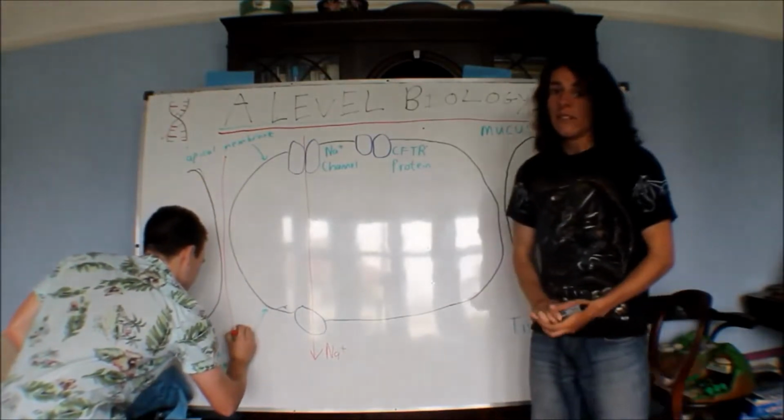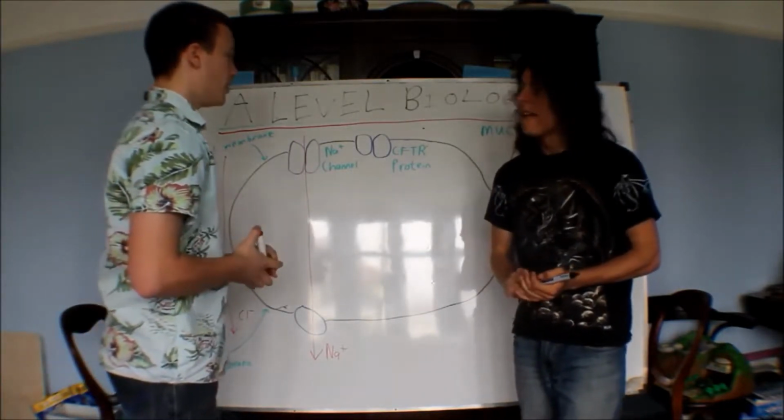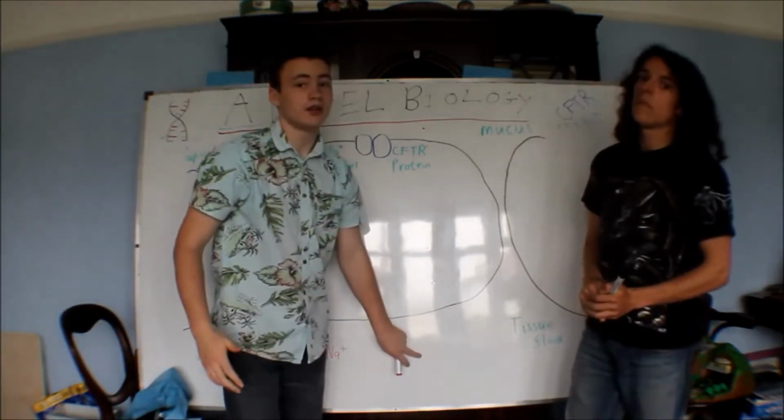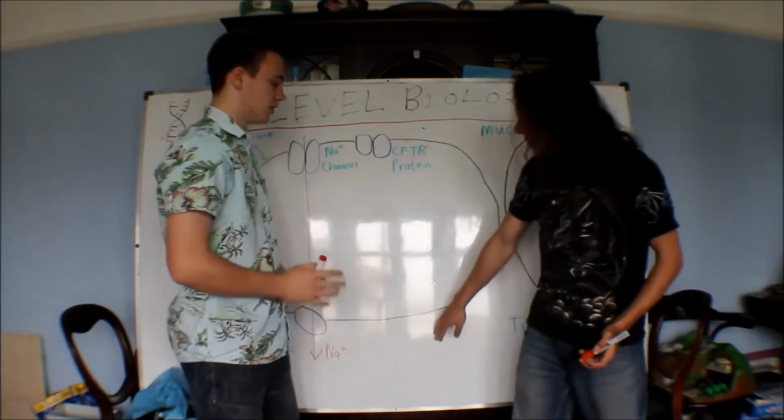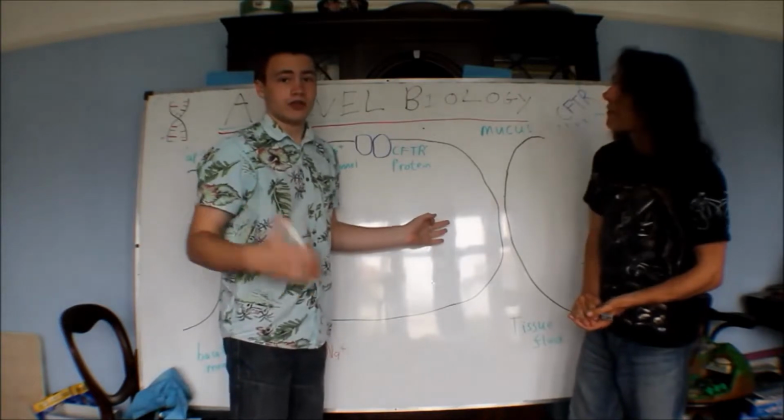When these two come together, they make sodium chloride. You should recognise that as salt, because this is now salty. Less of the water is free, so the movement of free water particles goes down. And that's done by osmosis, as you should know.